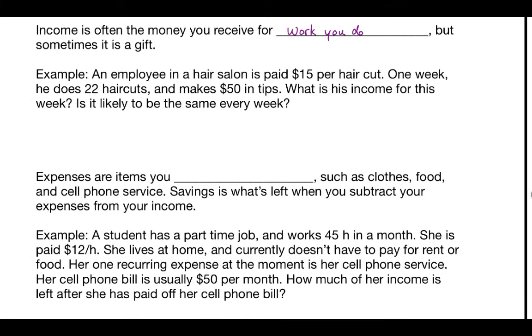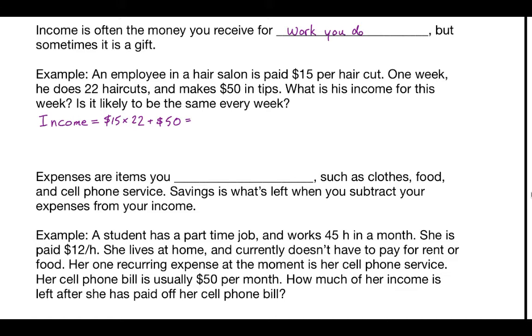So when I'm calculating income, here's what I would do. The income is $15 per haircut, and we're going to multiply that by the number of haircuts that he gave for that week. Now, this isn't the entire pay. There's also another $50 that he made in tips. So if we combine that together, that would be his total pay.